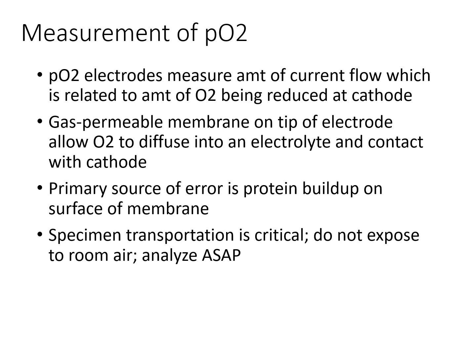This membrane allows oxygen to diffuse into the electrolyte inside the electrode. Once the oxygen diffuses in, it contacts the cathode where the reduction reaction takes place. Some common sources of error in the partial O2 measurement is protein buildup on the surface of the gas permeable membrane, and protein deposits can also block oxygen diffusion, which can lead to inaccurate results.